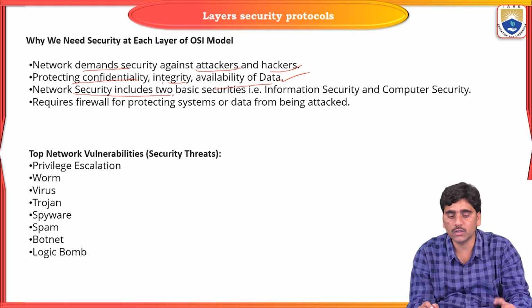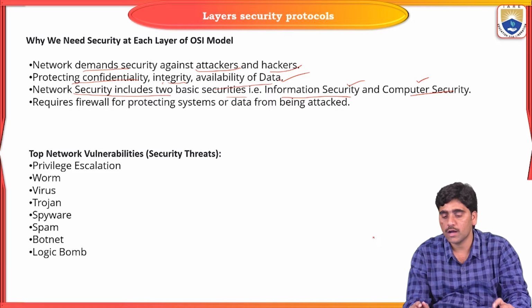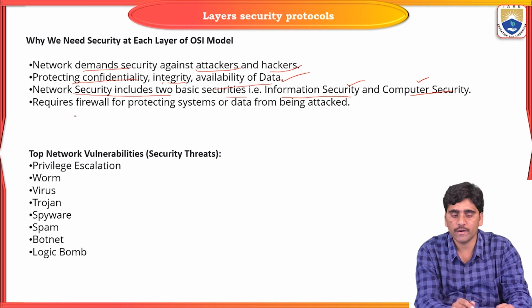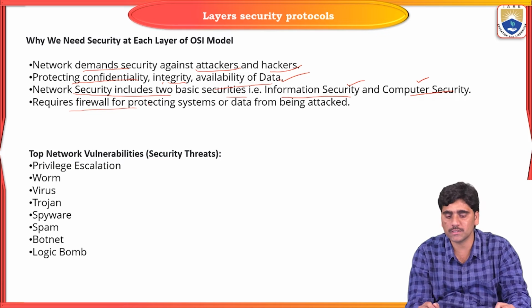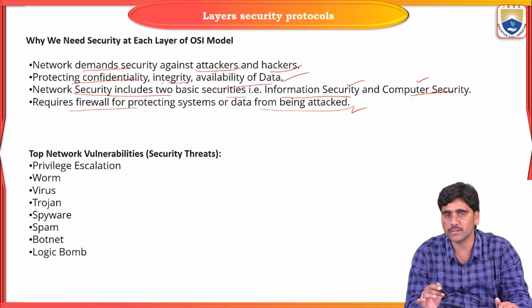Network security includes two basic things: one is information security and the second is computer security, and it requires a firewall for protecting the system or data from being attacked. So to maintain the protection of the systems and keep the data safe from attackers, we are going to provide security at each and every layer.